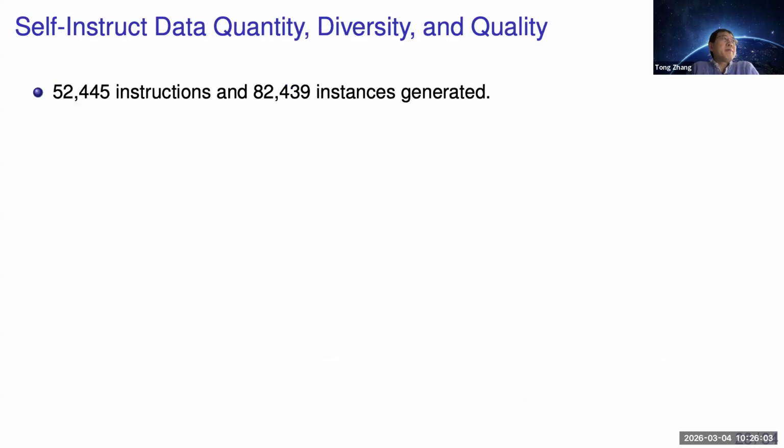If we measure the self-instruct data, we have three dimensions: quantity, diversity, and quality, right? Basically, you start with the seed tasks. There are a little bit more than 167, I believe. So those are the instructions. They start to generate 50,000 instructions from that, and 80,000 instances. So they generate quite a bit, bootstrapping from the seed.